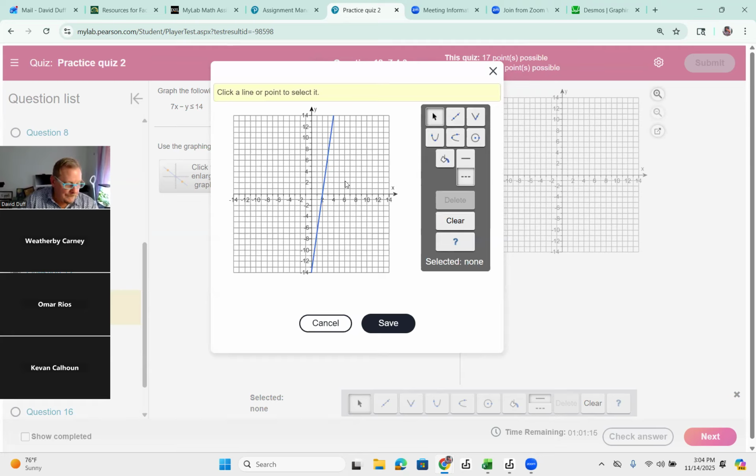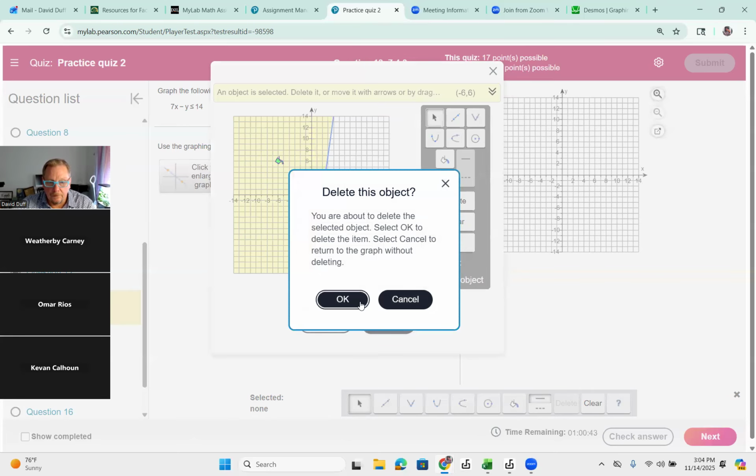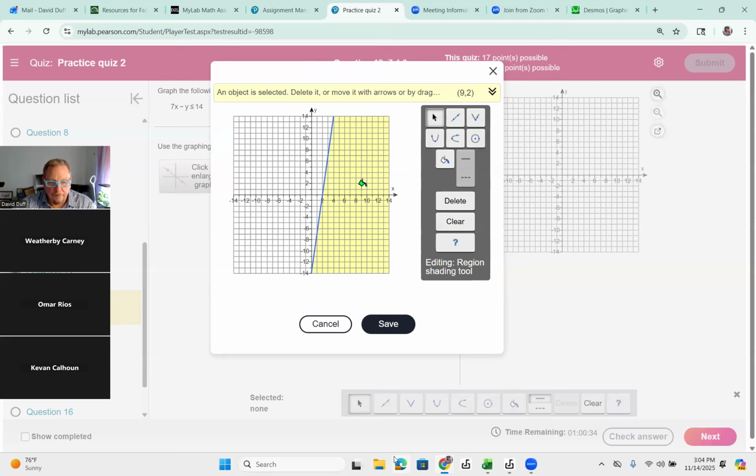All right. So now, and this is the trick, right? We're looking for where y is greater than or equal to 7x minus 14. This line splits the XY plane into two regions, right? So I'm going to click this paint can right here. It splits into two regions. I've got this region over here, and I've got this region over here. Everyone with me on that? Yep.